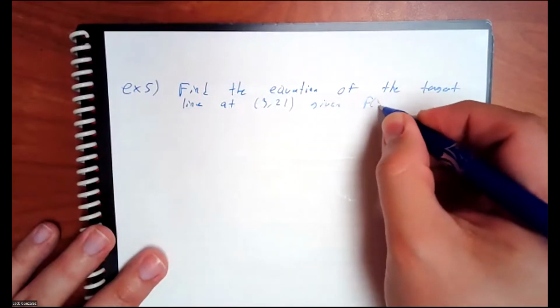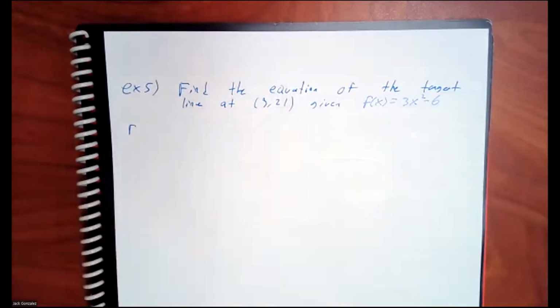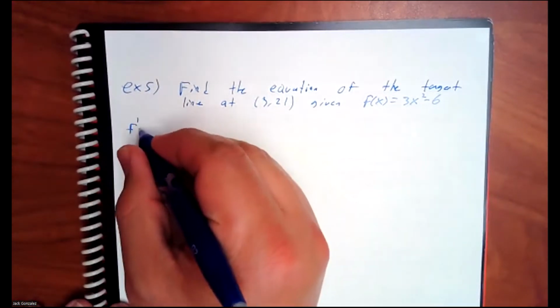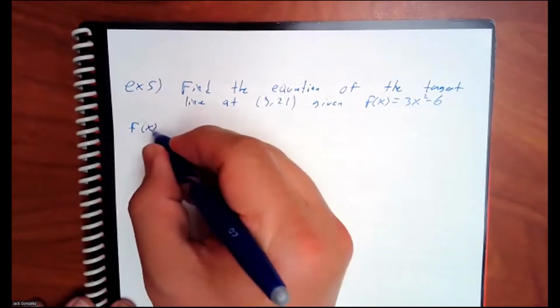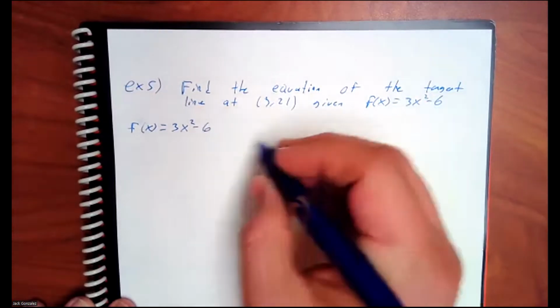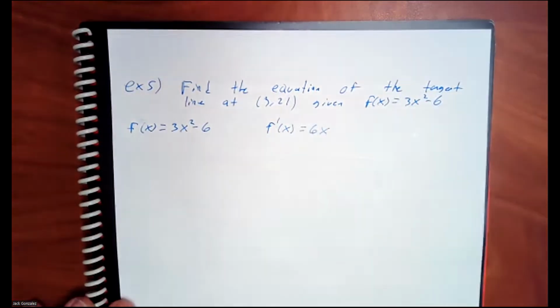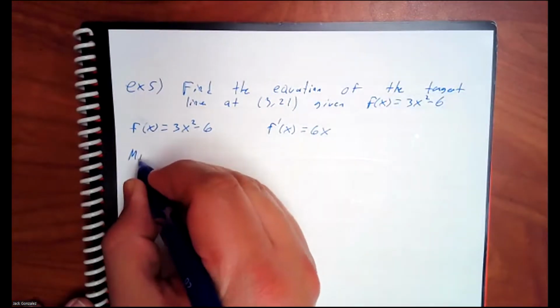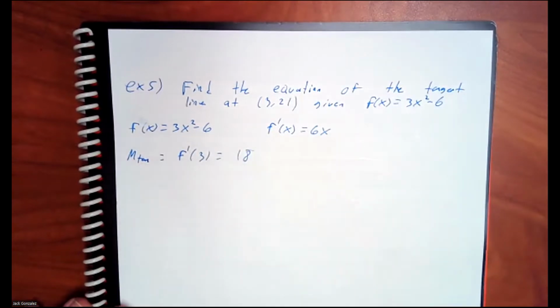Given an f that was 3x squared minus 6. So let's skip all the steps that we've already done. We've done them twice now for the same question. So the derivative we found. Let me write the function again. F was this guy. The derivative was this, right? The m tangent was f derivative at 3, which was 18, correct? We did all that stuff earlier, twice.